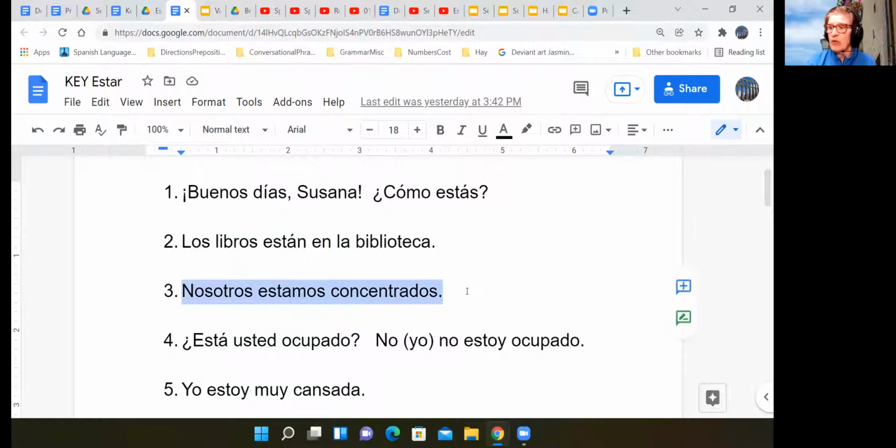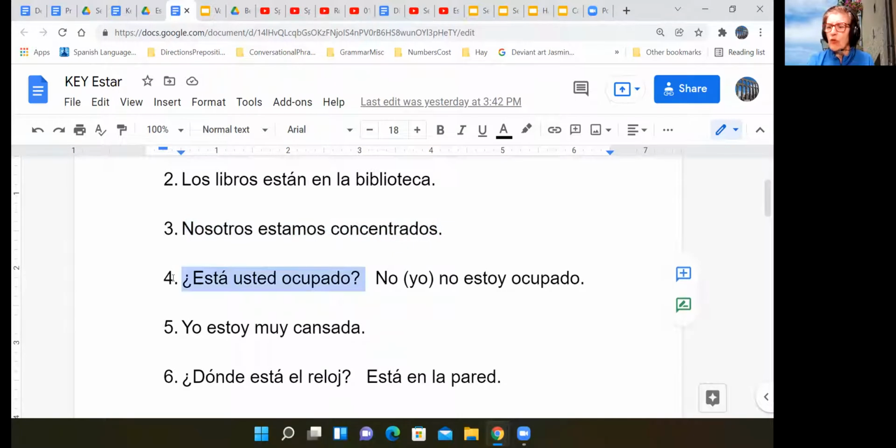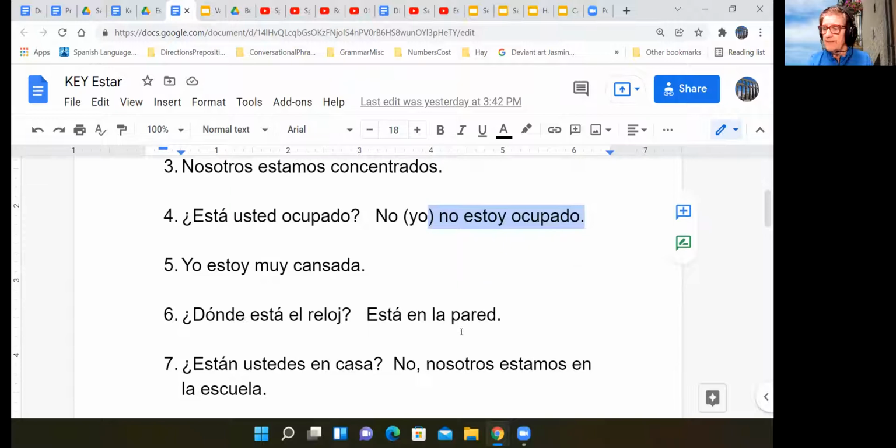Estamos concentrados. We are focused, concentrating. ¿Está usted ocupado? Are you busy? Busy is a state that's like a toggle switch. Sometimes you're busy, sometimes you're not, right? Ocupado. ¿Está usted ocupado? Are you busy? No, no estoy ocupado. No, I'm not busy would be the answer to that question, right?